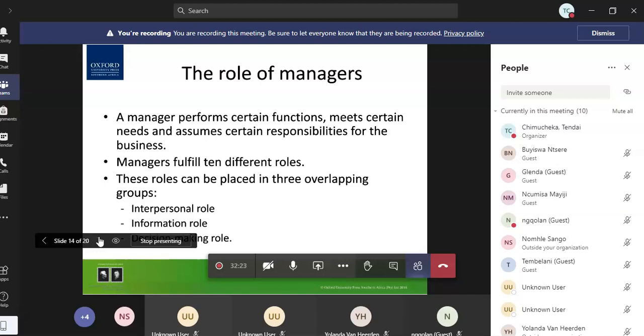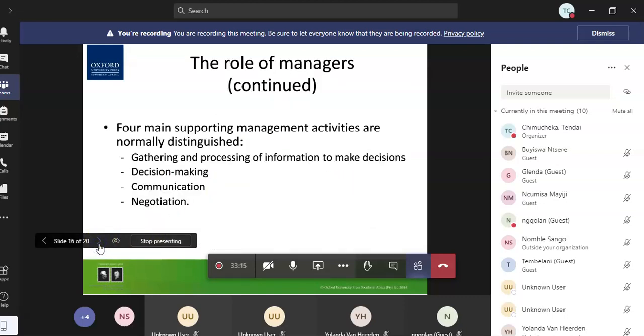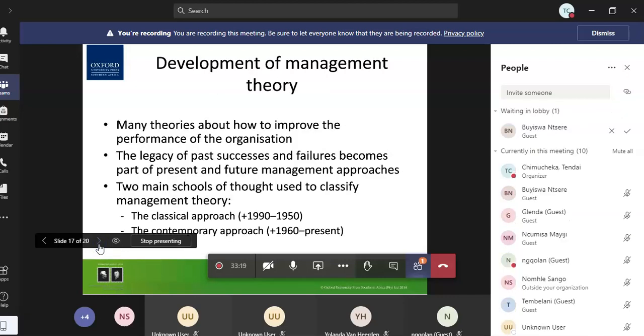The roles of managers: a manager performs certain functions, meets certain needs, and assumes certain responsibility for the organization. Then there is a theory that says managers fulfill 10 different roles. When you read this chapter and listen to the video for this chapter, you will understand those roles. Those roles can be placed in 3 overlapping groups: the interpersonal role, information role, and decision-making role. These 10 roles are already put for you in the notes, to say which roles belong to which group. They still explain the roles.